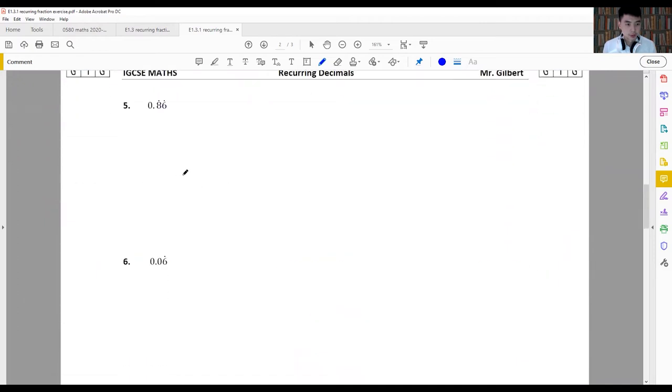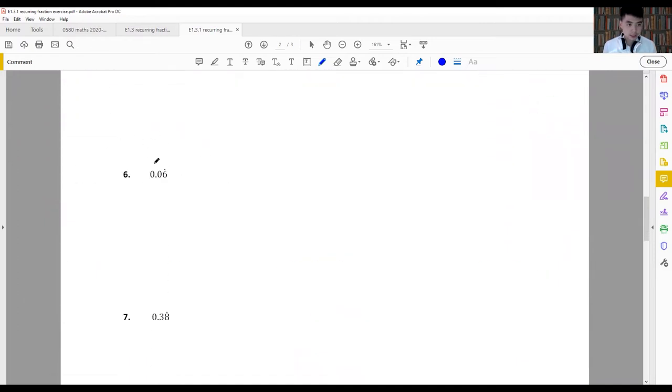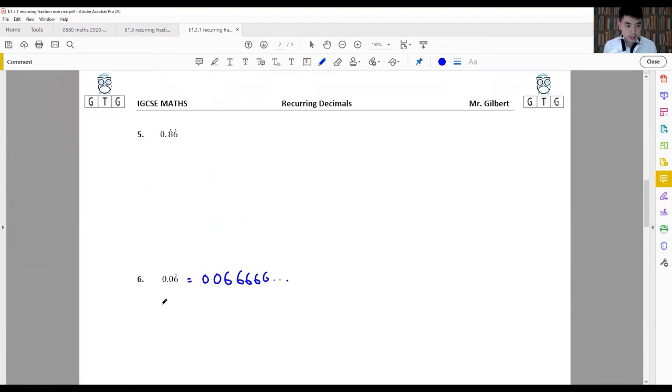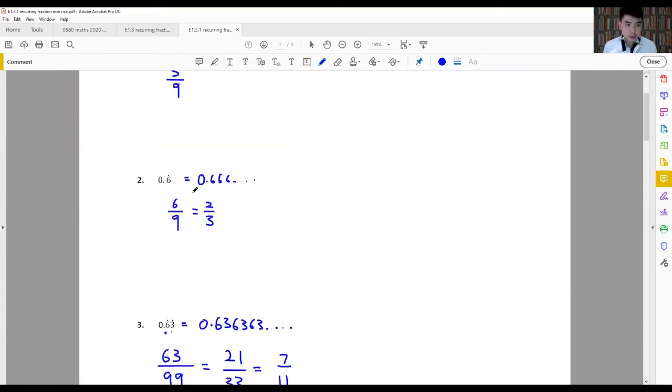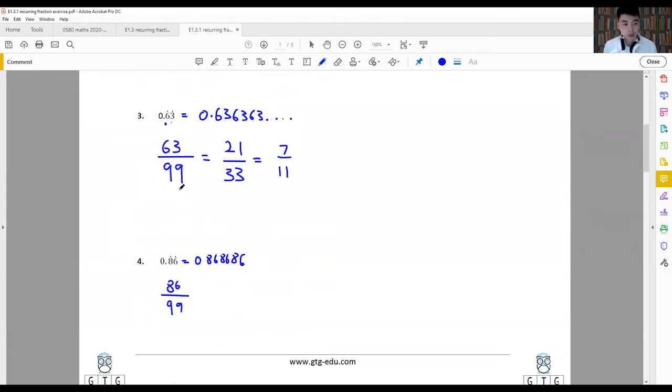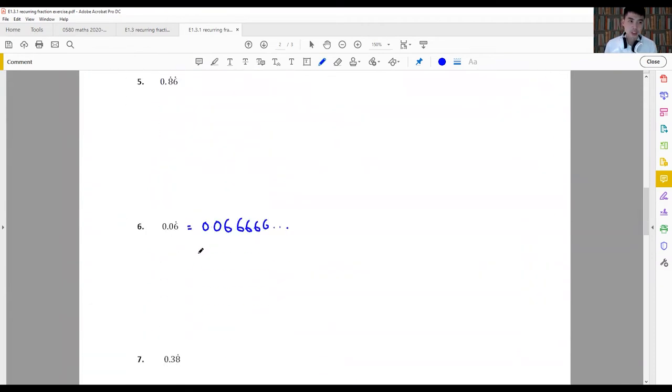Oh, sorry, a repeated question here. Now let's see the next question, where you have 0.06 with the dot only on the 6. Then this is not 0.060606, it's 0.066666, so on and so forth, right? So what do we need to do to convert this into a fraction? What you can use is to compare 0.06 with 0.6. You can see that 0.06 is actually 10 times smaller than 0.6.